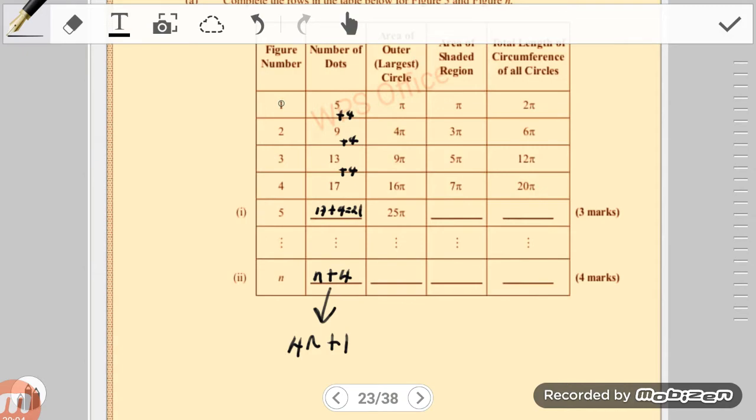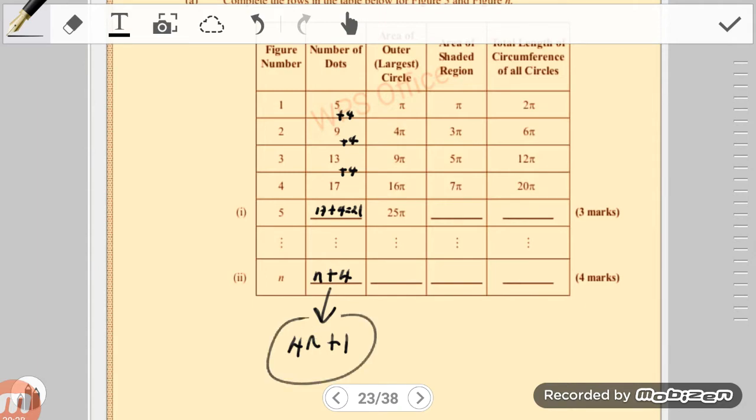So 4 ones is 4, plus 1 is 5, 4 twos is 8, plus 1 is 9, 4 threes is 12, plus 1 is 13, 4 fours is 16, plus 1 is 17. So both formulas work. N plus 4, 4n plus 1. I'm going to leave those 2 there. Both of them will work.